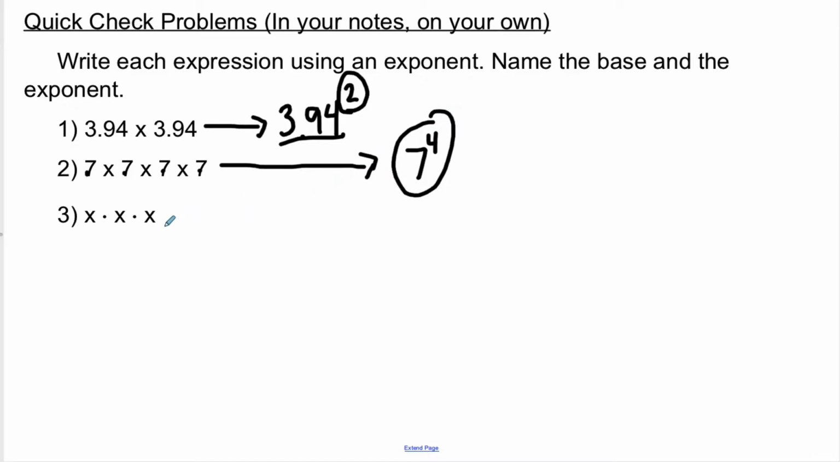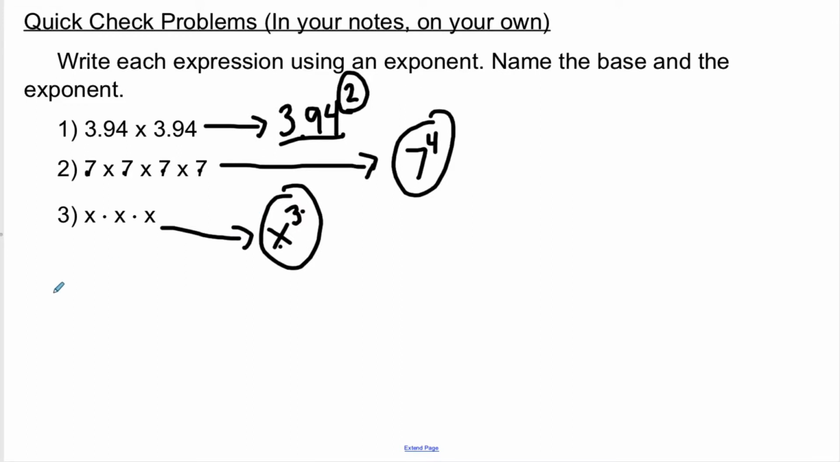And my last one here, we're using a set of variables now, but same concept. Don't let the fact that it's a variable throw you. The base is x. That's the thing being multiplied, excuse me. And how many times am I multiplying it by itself? 1, 2, 3. That's my exponent. X to the third power. X is the base. 3 is the exponent.